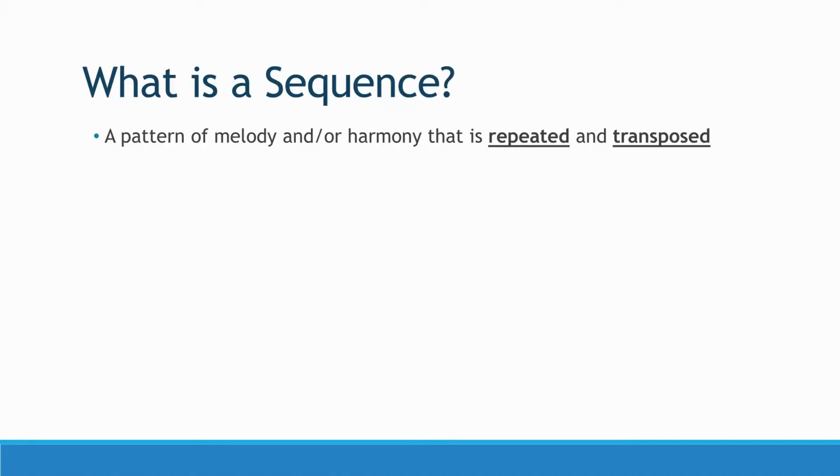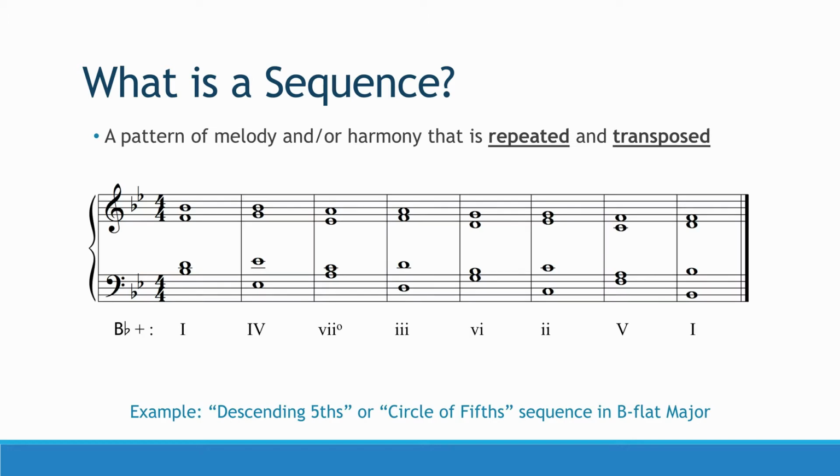To give you a definition to start, a sequence is a pattern of melody and/or harmony that is repeated and transposed. So the transposed is the important part here. You can't just have a pattern that's repeated. If you're missing the transposition bit, it's just a repetition. It's not a sequence.